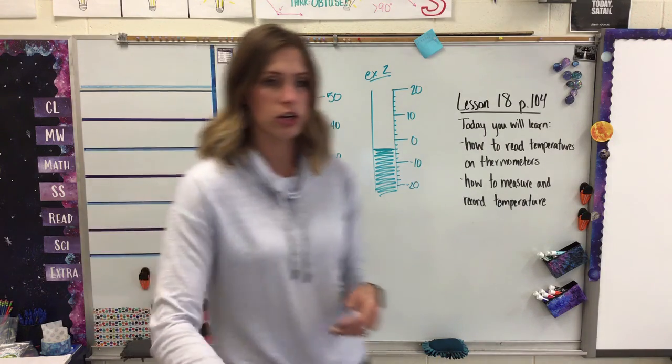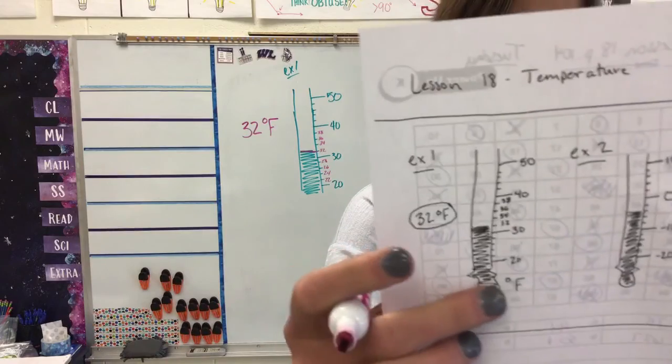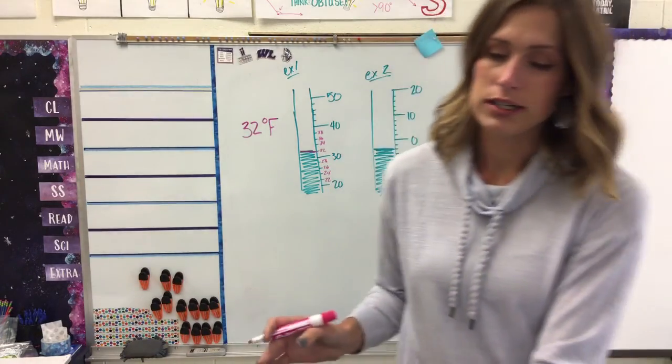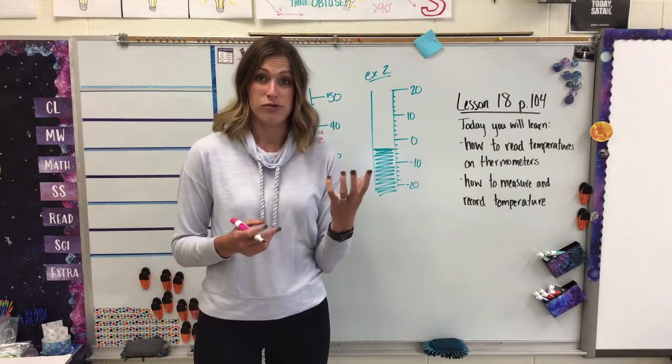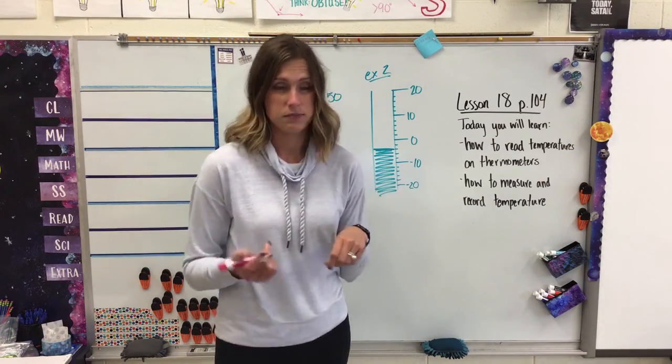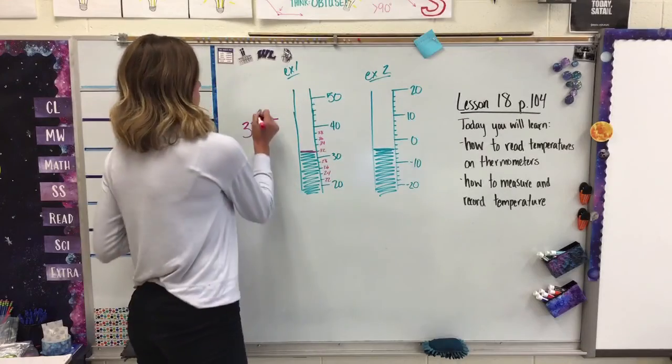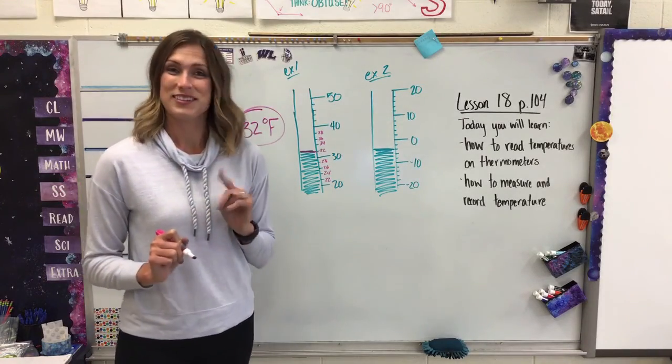Now, if you look at your example, see how I've got degrees Fahrenheit at the bottom here? Our degrees are either in Fahrenheit or Celsius, and the bottom of your thermometer will tell you that, Fahrenheit or Celsius. All right? So, example 1, I already wrote it for you, but 32 degrees Fahrenheit.